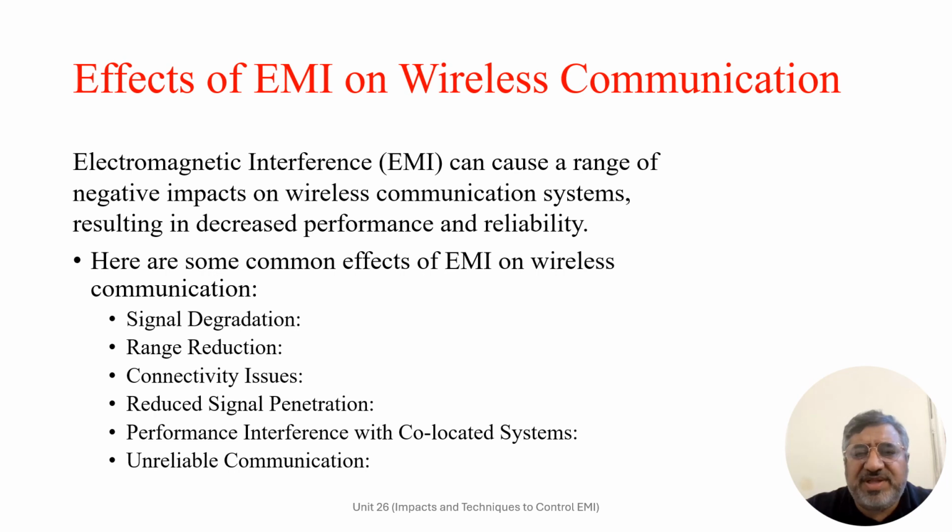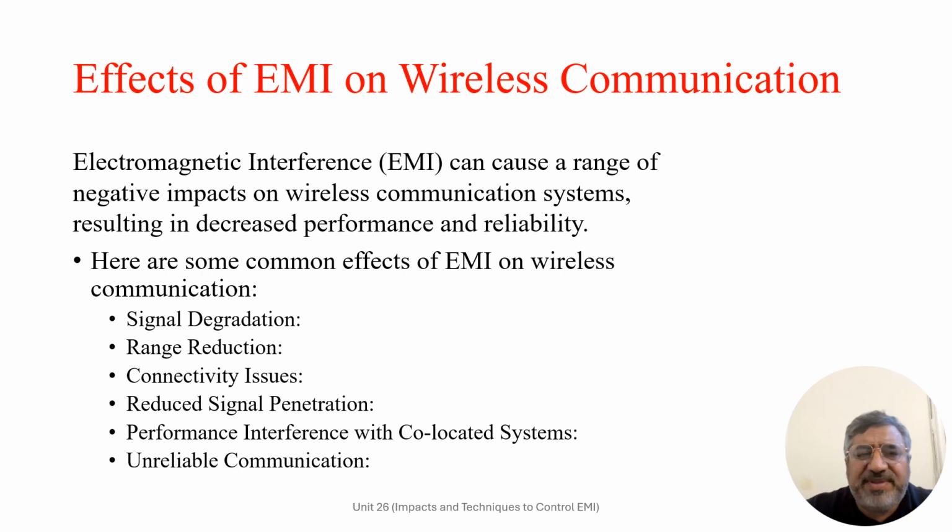Performance interference with co-located systems. In scenarios where multiple wireless systems operate in proximity, EMI can interfere with co-located systems, and the interference can impact the performance of neighboring wireless networks, causing some crosstalk, channel interference, and reduced throughput for all systems involved.